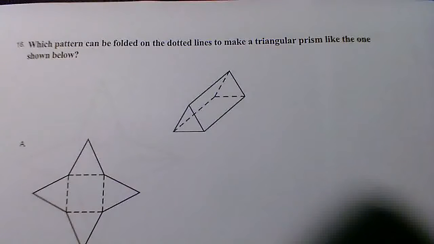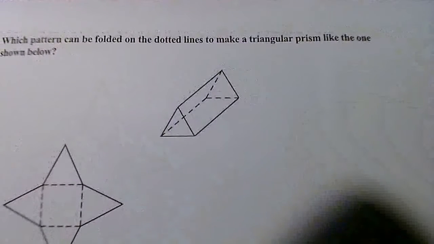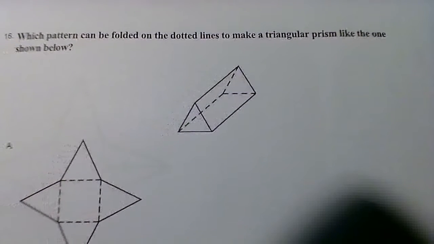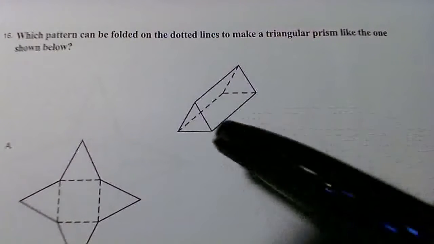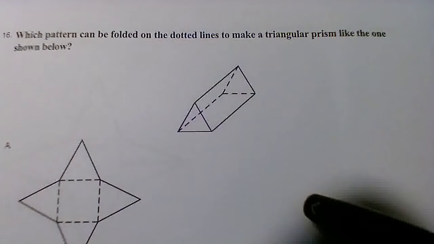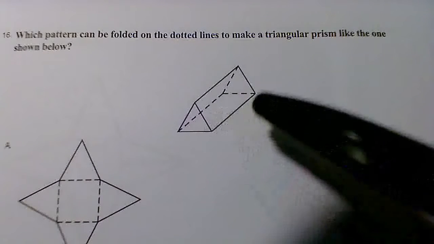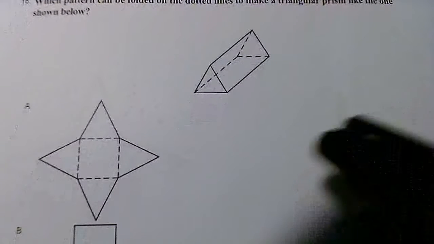Now earlier, I mentioned that a net is an unfolded three-dimensional figure. In this case, talking about a triangular prism, it will look like this if we were to fold it all the way up. A triangular prism has 2 triangles and is made up of 3 rectangles. So we're going to take a look at the answer choices and see which ones work. Option A contains 4 triangles and 1 square. That does not fit.